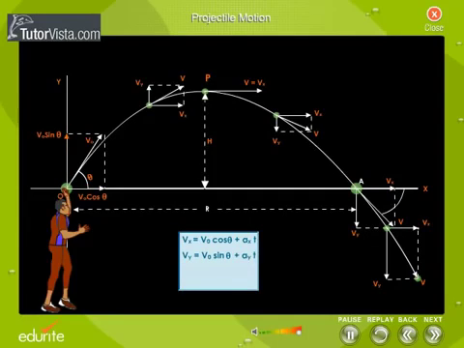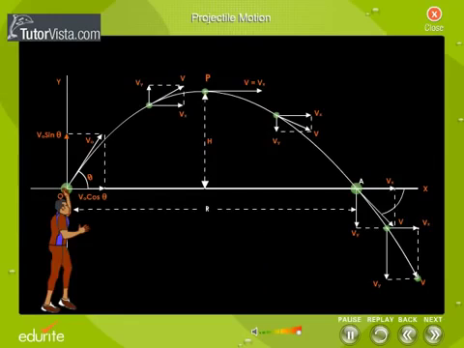There is no acceleration in the horizontal direction. The vertical component of acceleration ay is equal to minus g. Substituting the values of ax and ay in equations 1 and 2 respectively, we get the following. That is, the vertical component of velocity changes with time, and at the highest point, Vy becomes 0.